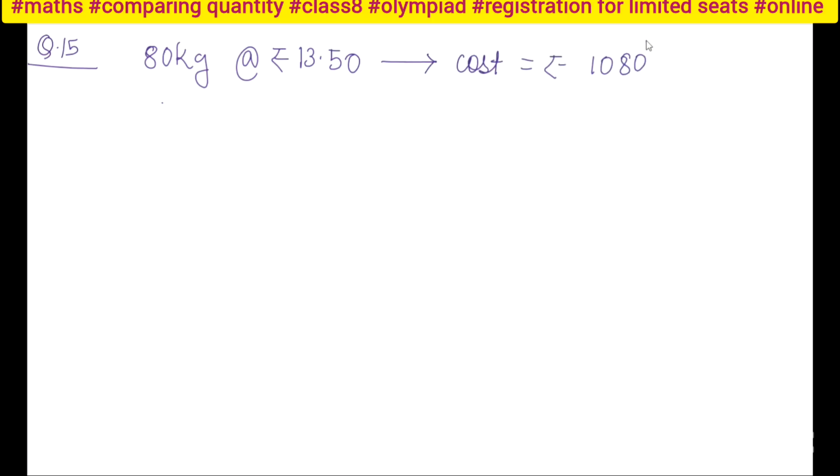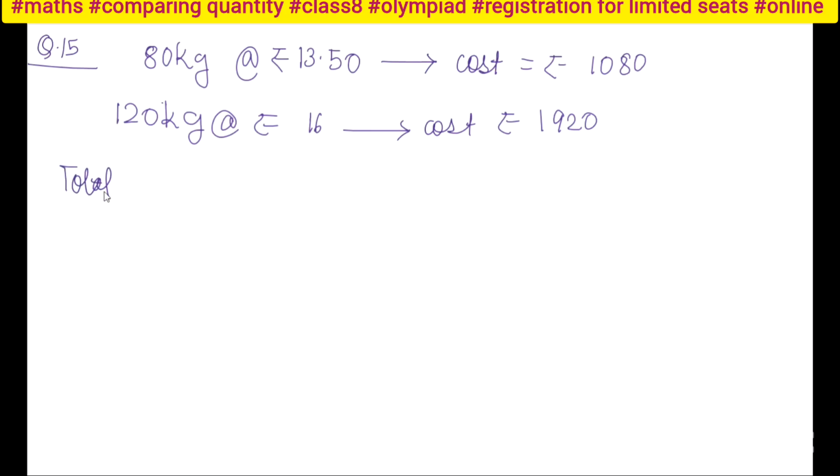1080. Okay, now next is your 120 kg at rupees 16. Okay, so what will be the cost? Rupees 1920. So total will be how much? Total will be 3000 for 200 kg. And cost price per kg is equal to rupees 15.